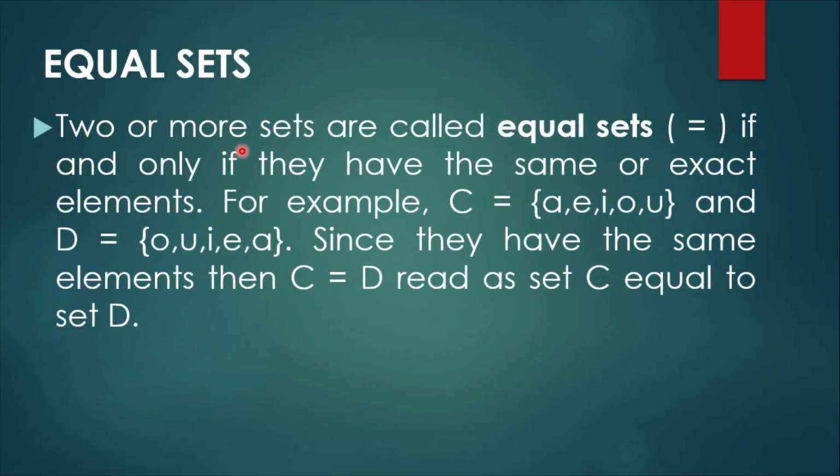Next, equal sets. Two or more sets are called equal sets, using this symbol, if and only if they have the same or exact elements. In equivalent sets earlier, we were just looking at the number of elements. Here in equal sets, we check whether they have exactly the same elements. For example, set C equals A, E, I, O, U. And set D equals O, U, I, E, A. If we look, they have the same elements. It's just a matter of arrangement or order in listing the elements. Since they have the same elements, we say that set D is equal to set C. That's what we call equal sets.